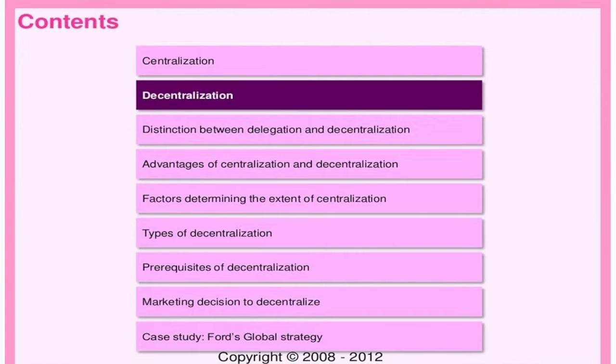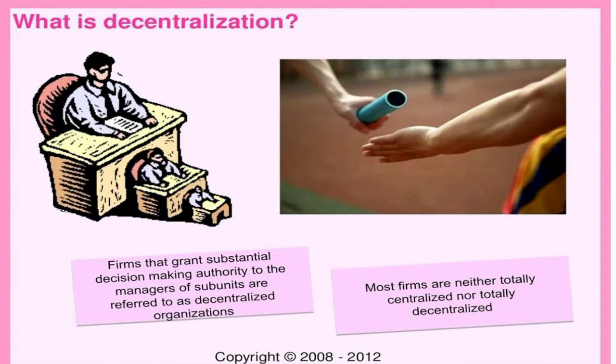Next, we are going to discuss decentralization. Decentralization means that forms which grant substantial decision-making authority to the managers of subunits are referred to as a decentralized organization. Exactly. What are they doing? A plant or other manufacturing units are there in different locations.